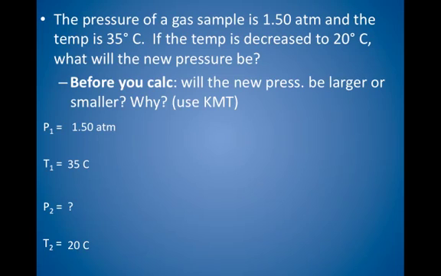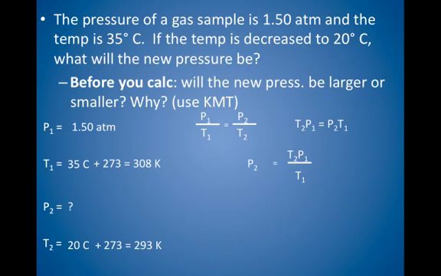You're given 1.50 atmospheres as P1 in an initial 35 degrees Celsius. You're given 20 degrees as your new temperature. Your P2 is your unknown. Convert your Celsius temperatures to Kelvin. Always make sure to do that. Set up your numbers here, or set up your formula. Cross multiply. It's the easiest way to simplify everything. Finding P2, you should end up here.